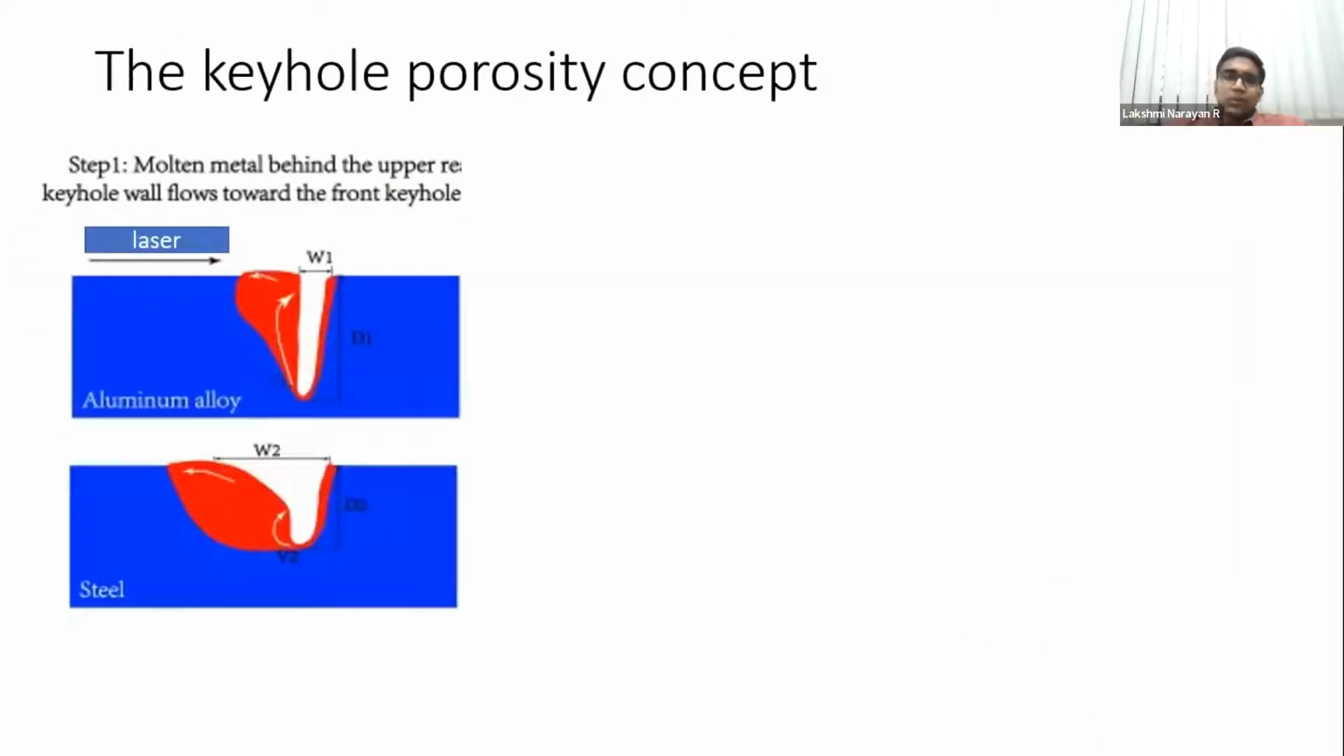And the idea of keyhole porosity, I'm now coming to the actual point of it. What really happens is when you have a laser moving in a certain direction, this is how it exactly forms. And you see that there is a melt pool that is very deep.